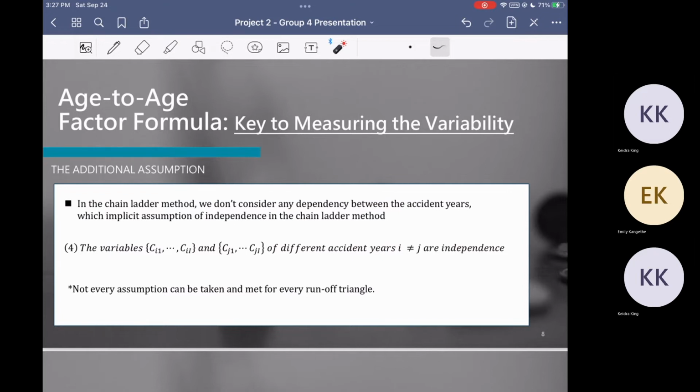So our age-to-age factor formula, a key to measuring the variability, has an additional assumption that in the chain ladder method, we don't consider any dependence between the accident years. This implies the assumption of independence in the chain ladder method. So for the fourth formula, the variables C_i1 to C_iI and C_j1 to C_jI of different accident years, where i does not equal j, are independent. Now, please note that not every assumption can be taken and met for every runoff triangle.